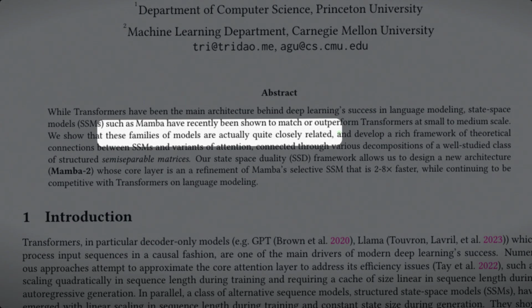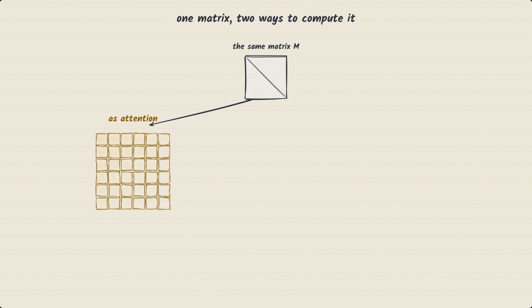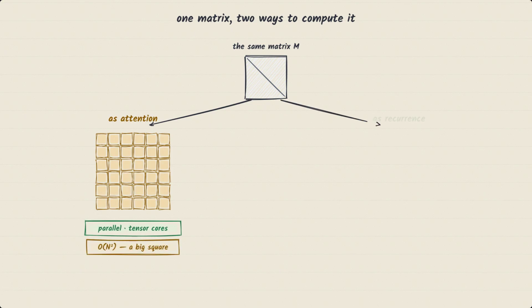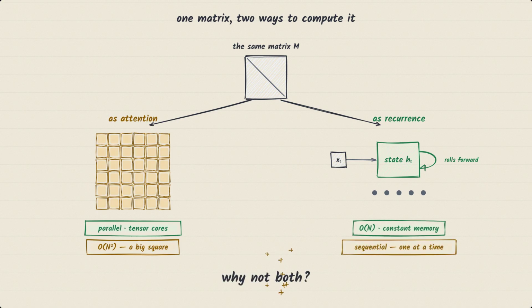The authors say it straight. Which means you get to choose how to compute it. Read the matrix as attention. A big quadratic grid, every token against every token. Slow, but it runs beautifully in parallel on a GPU's tensor cores. Or run it as the recurrence. Linear, tiny memory, but sequential. Same answer. One's fast to train, one's fast to run.